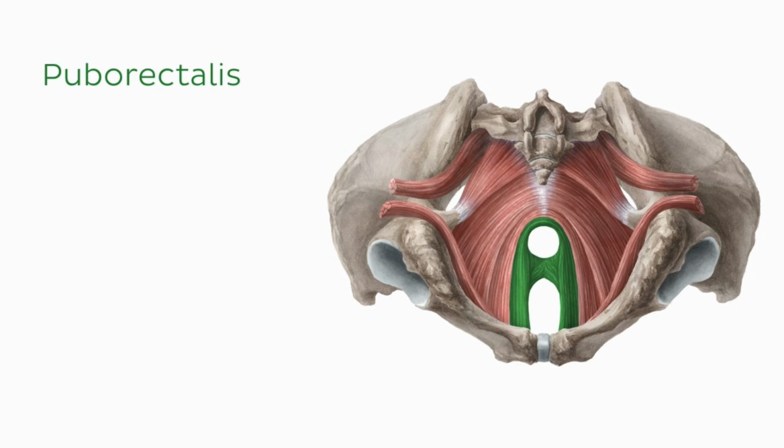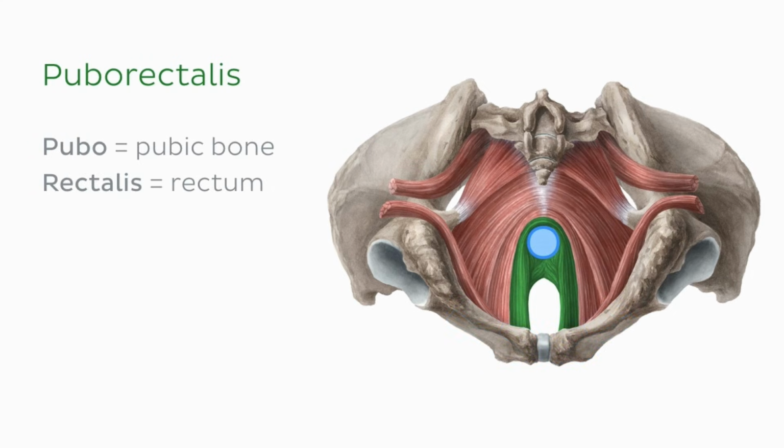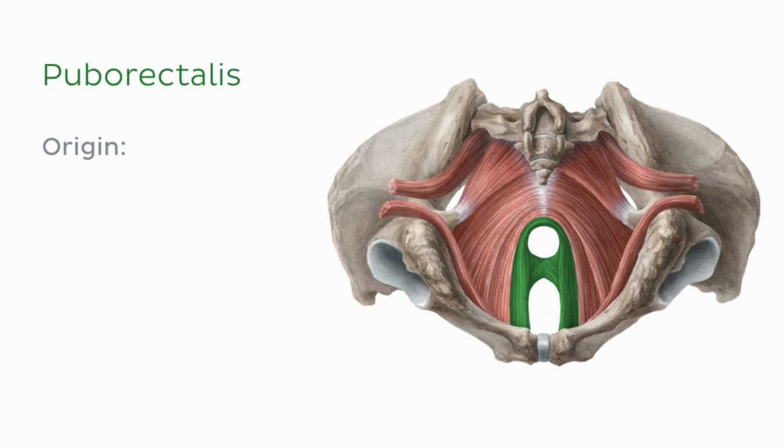This muscle, highlighted in green, is named after its attachments and relations. Pubo, referring to the pubic bone, and rectalis, relating to the rectum. The puborectalis originates from the posterior surface of the bodies of the pubic bones. It then extends from its points of origin to form a U-shaped sling around the rectum at the anorectal junction.